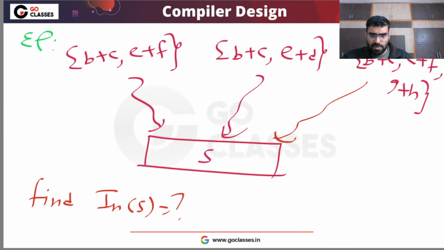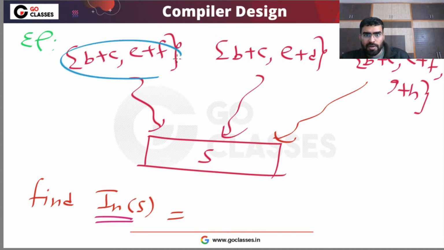What is IN of s? Tell me quickly. Use your intuition. What are the expressions that are available? Yes, very good, Nafis. Excellent. Yes, it means intersection. This is what you need to understand. So what are available here? If you come from this side, then these are available. If you come from this side, then these are available.